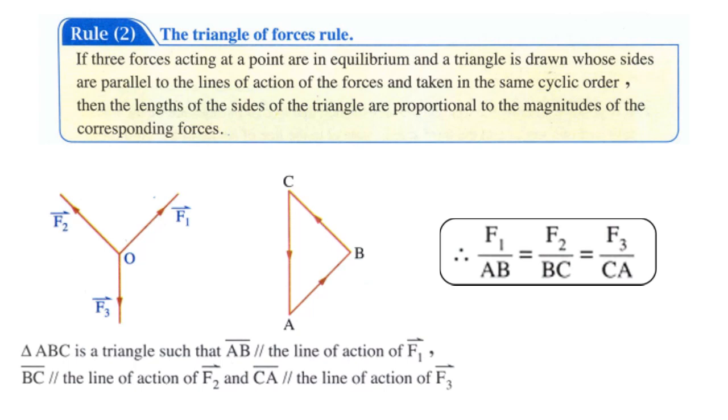If three forces acting at a point are in equilibrium and a triangle is drawn whose sides are parallel to the lines of action of the forces and taken in the same cyclic order, then the lengths of the sides of the triangle are proportional to the magnitudes of the corresponding forces.